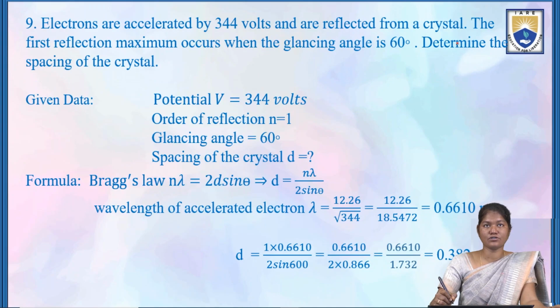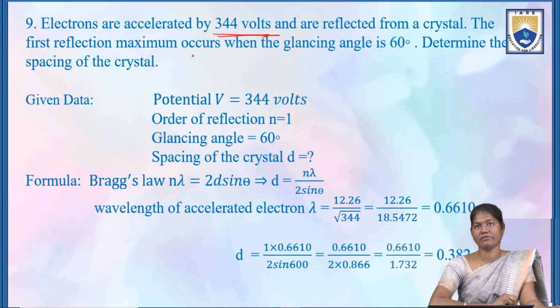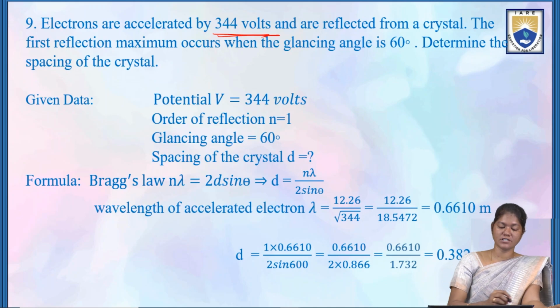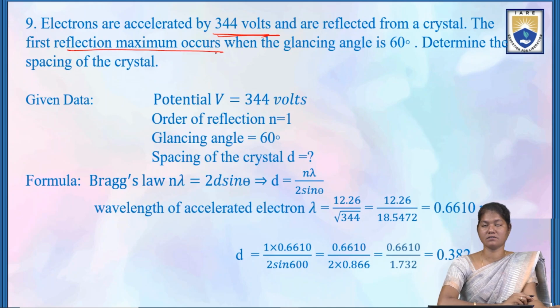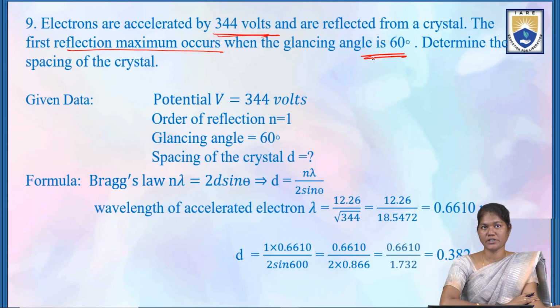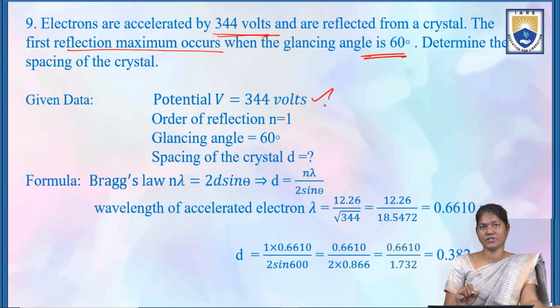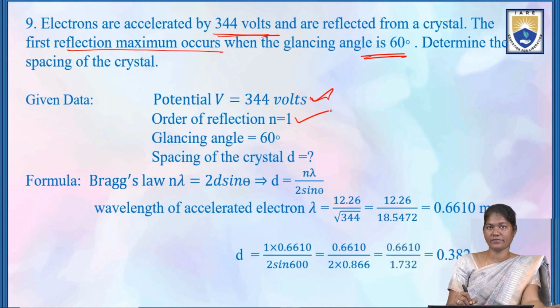Next one, electrons are accelerated by 344 volts and are reflected from a crystal. The first reflection maximum occurs when the glancing angle is 60 degrees. Determine the spacing of the crystal. So the given data: potential difference V is equal to 344 volts, the order of reflection n is equal to 1, glancing angle is 60 degrees, and the spacing of the crystal we have to find.